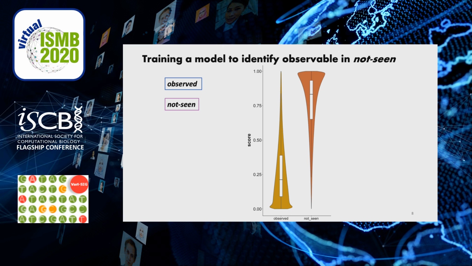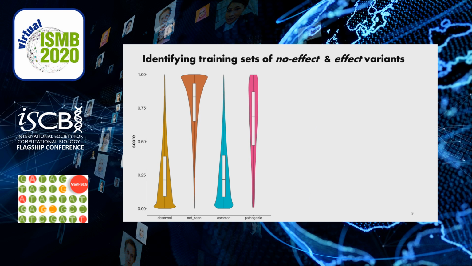But at this point, the model is only differentiating observed and not seen. What we actually want is a model that differentiates effects. So we want to further subset the data to build a model for that purpose. For this, we bring common variants and pathogenic variants into the picture. Common variants are the variants that have allele frequencies greater than 1%. They have little deleterious effects, otherwise they wouldn't become common. Pathogenic variants are those that are experimentally verified to be disease-causing.